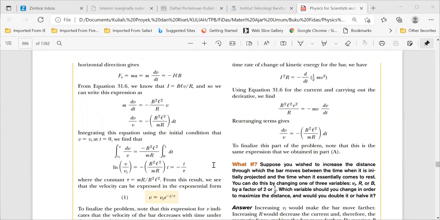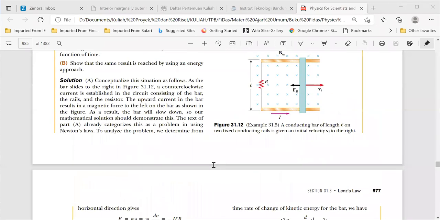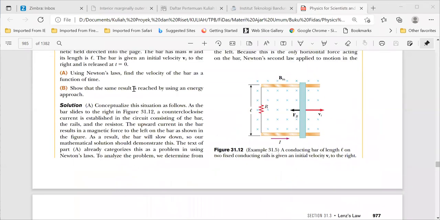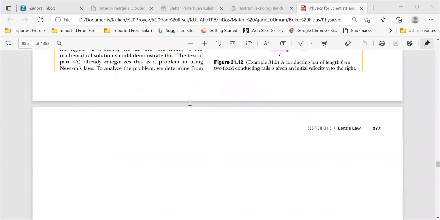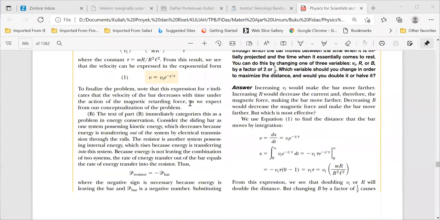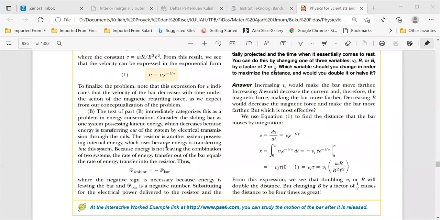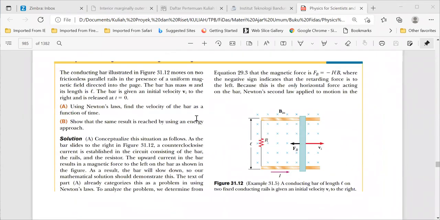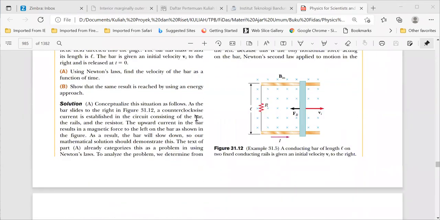No? Okay. Let us continue. So the same result is reached by using the energy approach. This is the usual, the same problem, but using an energy approach.